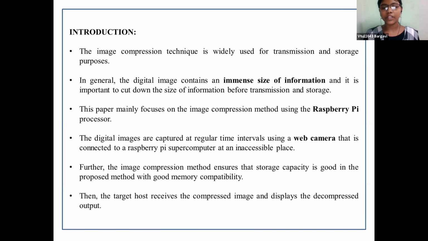Further, the image compression takes place in the Raspberry Pi with the help of complex contourlet transform, and processes such as quantization and encoding are done in order to compress the image. Then the target host receives the image, and they can reconstruct the image from the compressed image, and they can use it for several other applications.